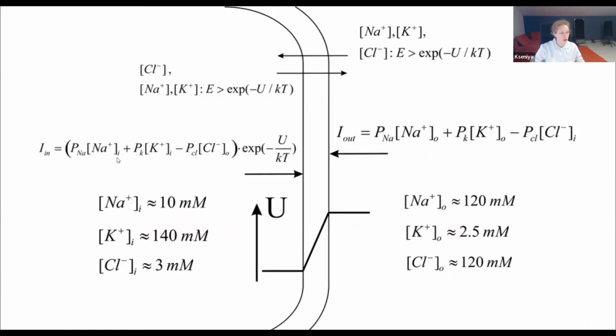So we can write the equation for current from inside to outside. Here you can see the equation. And we have a product on exponent of minus U divided by kT, so it's kind of Boltzmann.